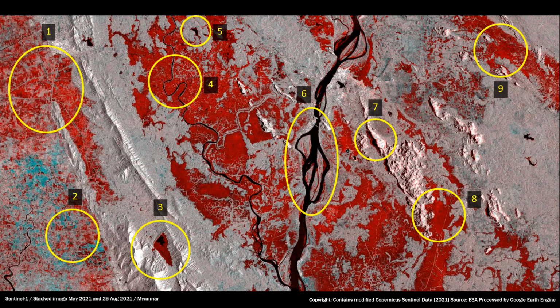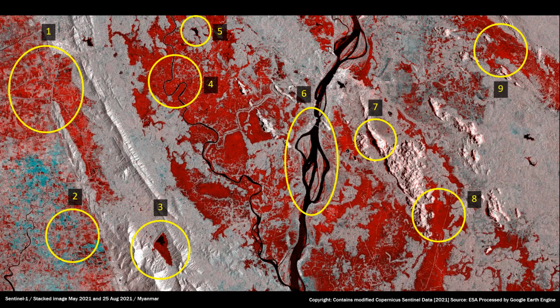And number seven is also interesting, because in SAR we will get a shadow of the mountain that reflects as black as well. So this is something easily analyzed as water, but we need to be careful about that.